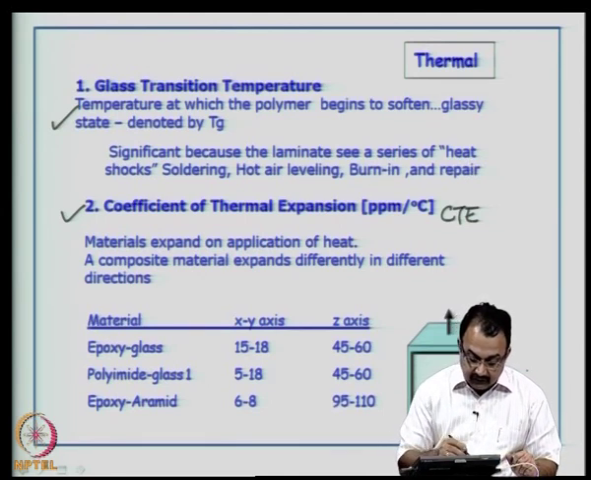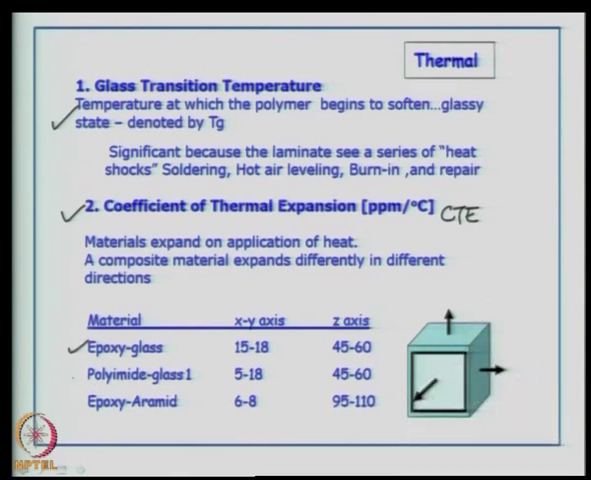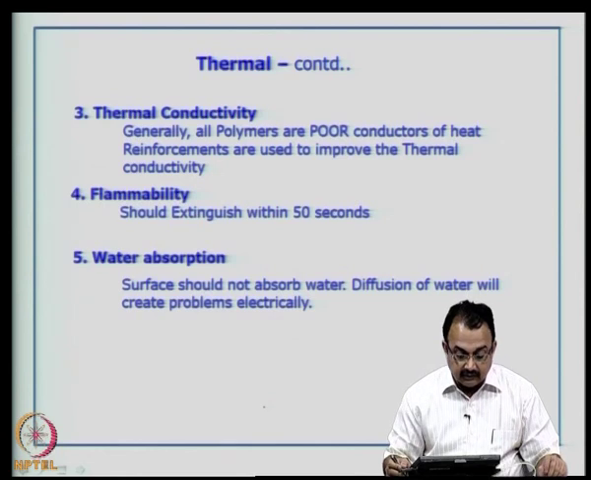You can see various materials like epoxy glass, polyimide is only 5 to 18, epoxy aramid, which is a different type of a glass material, cloth material, it has got 6 to 8. So, it is better for a designer to know these characteristics.